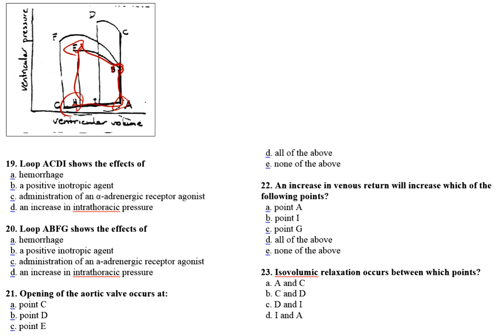Loop ACDI. I think I said that wrong. So what is this? Okay, what's going on here? What's different is this point right here. It didn't happen till here. So what's different is afterload. You could also call it maybe diastolic pressure. Okay, so now that we've figured that out, let's look at the answer choices.